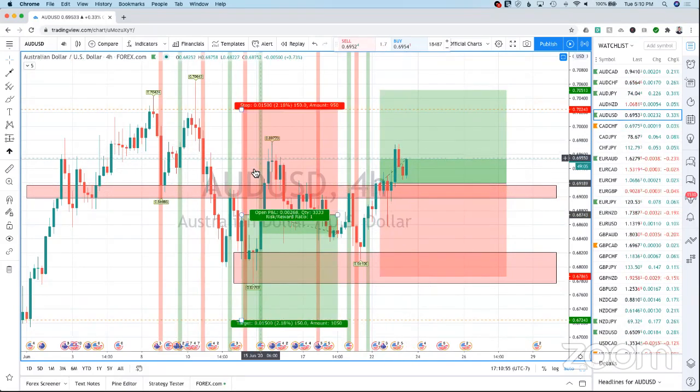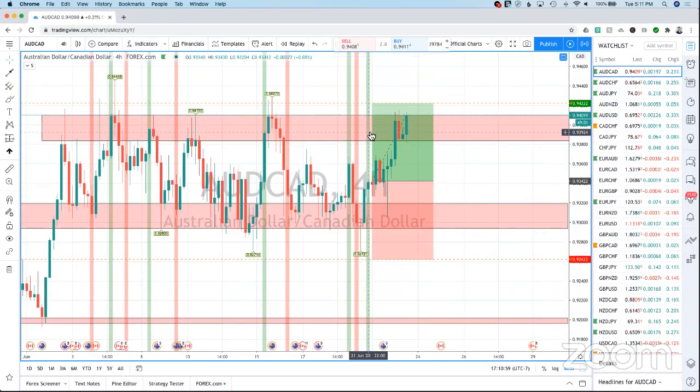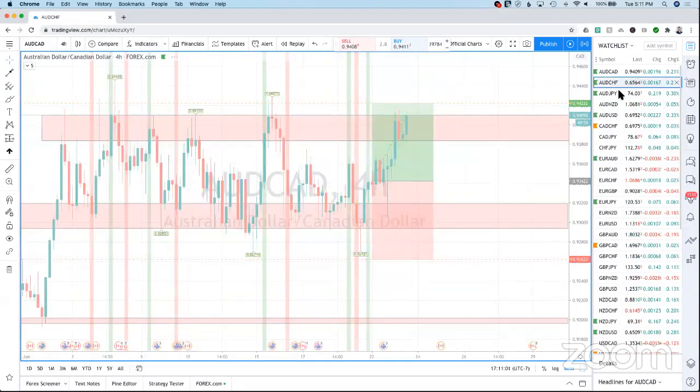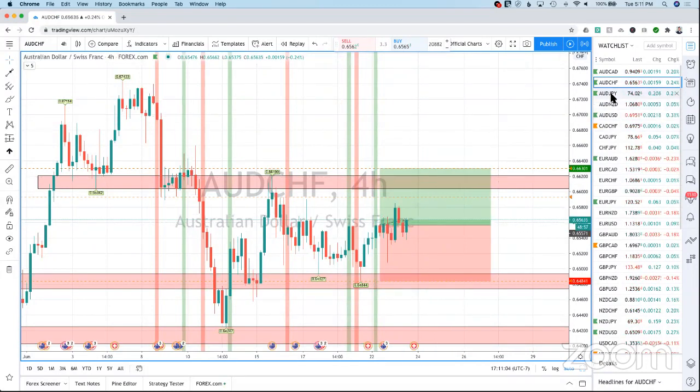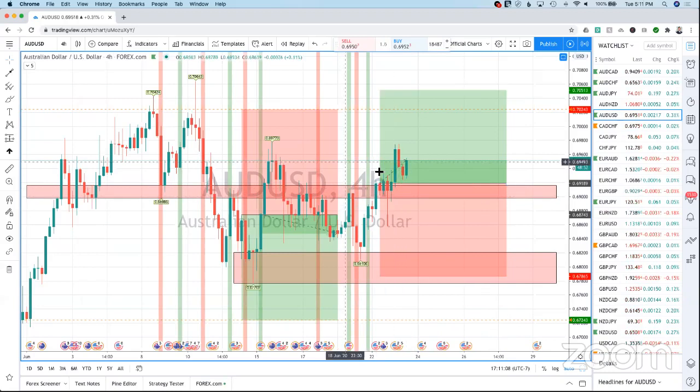And I think it's going to keep pushing up as well, because if you look at our AUDCAD that we looked at earlier, it's a strong bullish movement. About to hit full TP right there. AUDCHF, same situation right there. Same with AUDJPY. So AUDUSD, I definitely see it coming up.